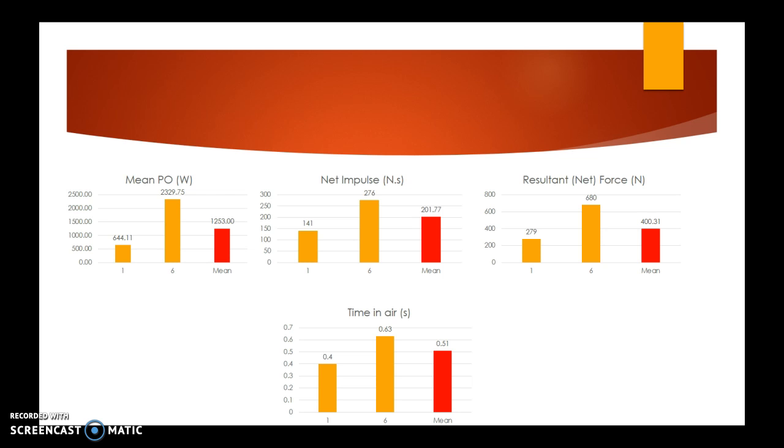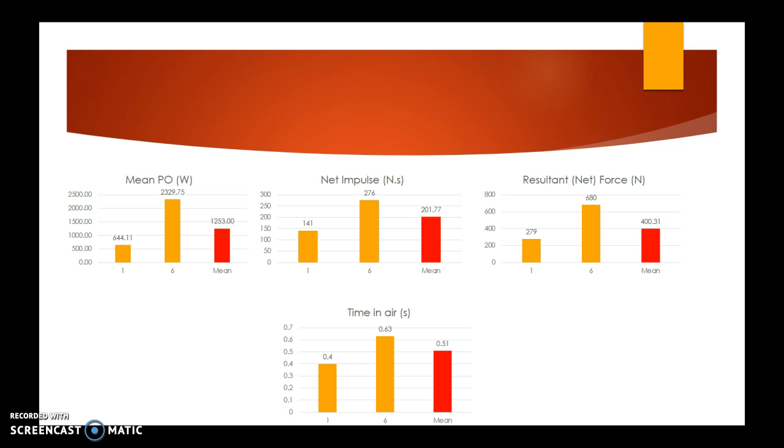From the data we see that athlete 1 has a mean power of 644, whereas number 6 has a mean power of 2,329, which is a huge difference. Net impulse for 1 is 141, whereas the net impulse for individual number 6 is 276, and the mean is 201, meaning Jack is below the mean for both power, which is 1,253, and net impulse.